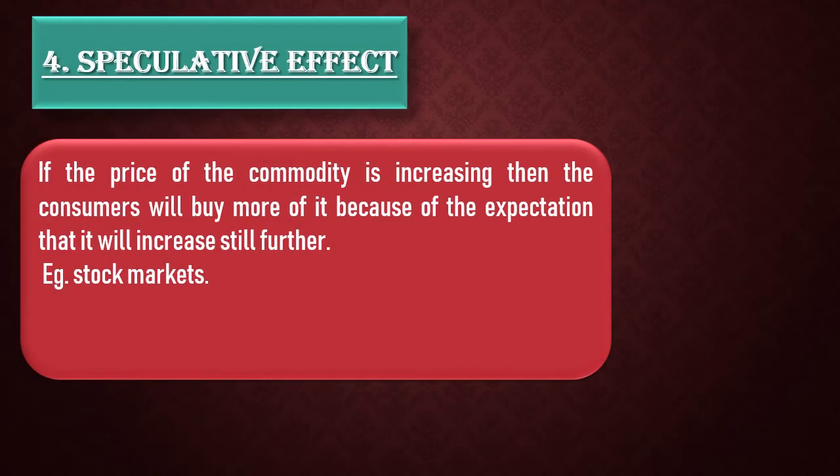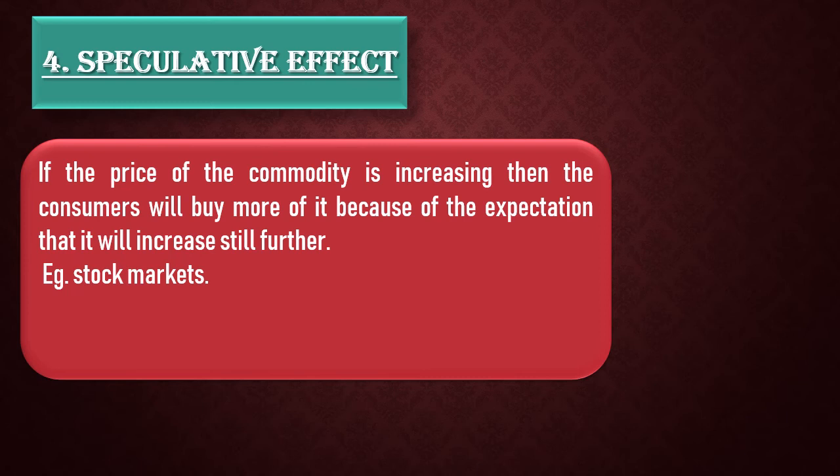The next point is the speculative effect. Here is the explanation in very easy wording: if the price of the commodity is increasing, then the consumer will buy more of it because of the expectation that it will increase still further. It goes the same with land and gold also. Your parents love to buy land because they know there is always an appreciation in the price of land, and they would love to earn a profit through that. This is called the speculative effect.